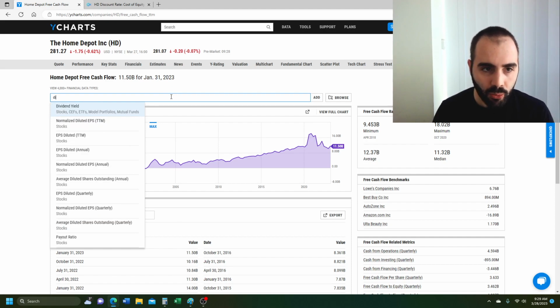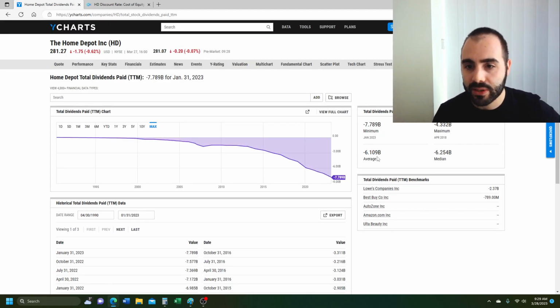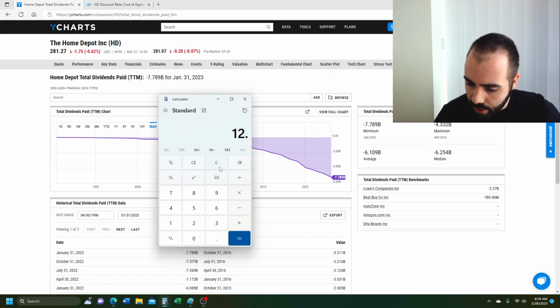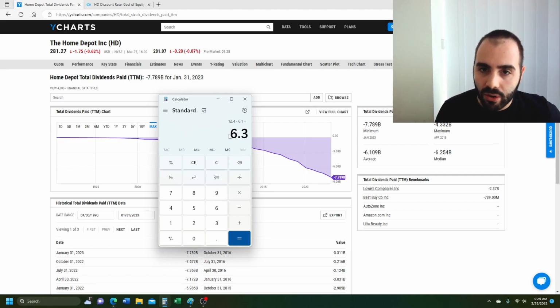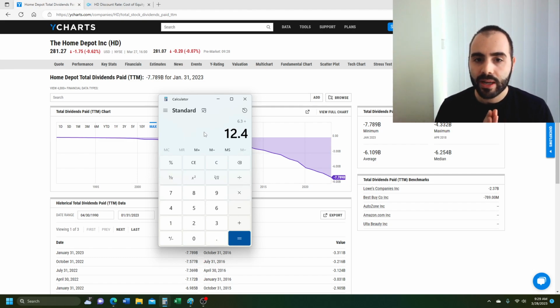So we have to see what of that did they pay in terms of dividends. And we see total dividends paid was 6.1 billion. So if we take our 12.4 and we minus the 6.1, that means year after year, they reinvest $6.3 billion back into the business. That is what they reinvest back into the business year after year. So what we can do is we can take this 6.3 divided by 12.4. So what we're doing is we're saying, okay, they reinvest 6.3 billion out of the 12.4 billion dollars that they make year after year.